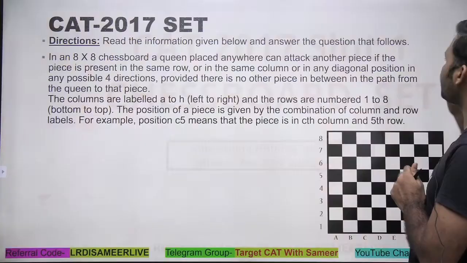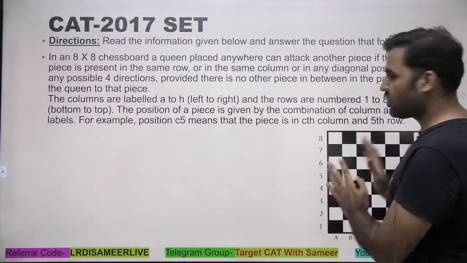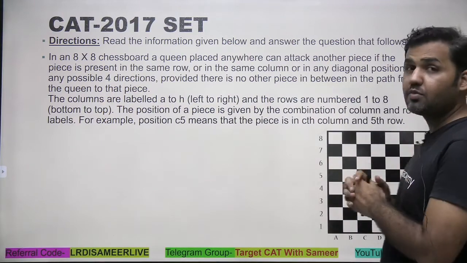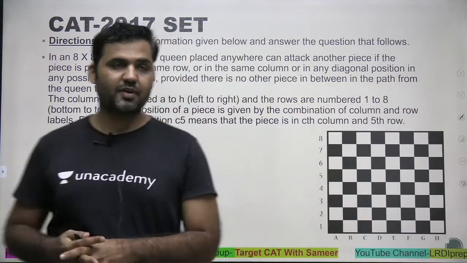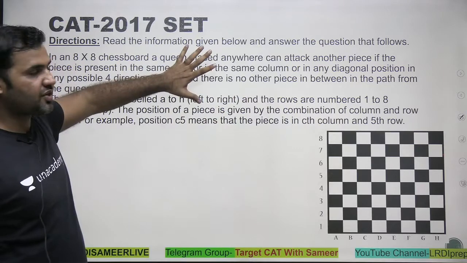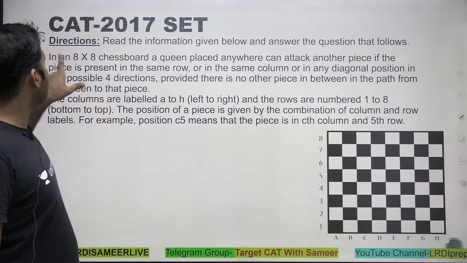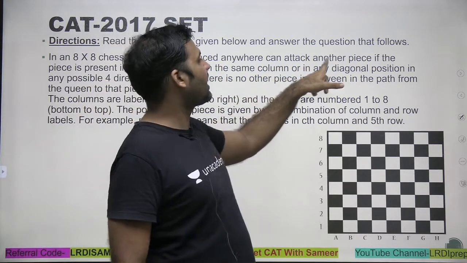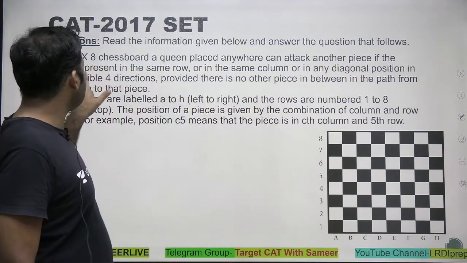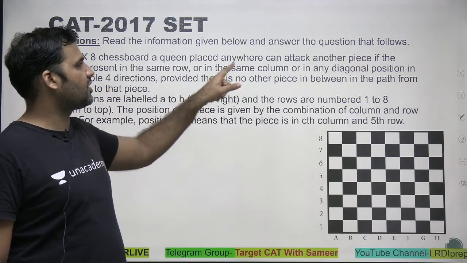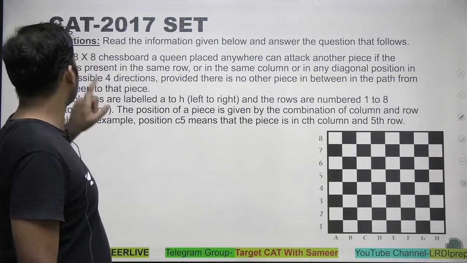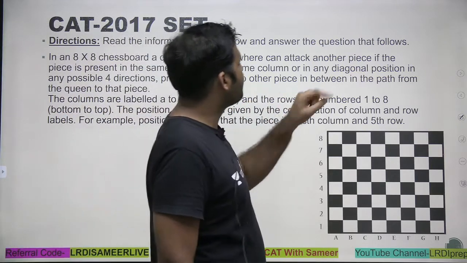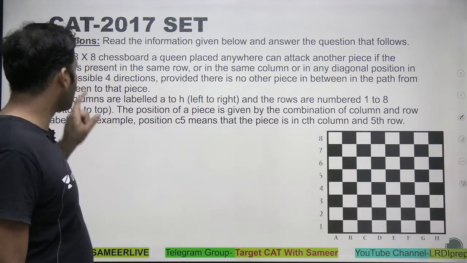Let's quickly have a look at the instruction part of it. This picture was not given in the question. I have added this picture to help explain the whole instruction part. In the exam, there was only this instruction. It says in an 8 into 8 chessboard, a queen placed anywhere can attack another piece if the piece is present in the same row or in the same column or in diagonal position in any possible 4 directions, provided there is no other piece in between in the path from the queen to that piece.